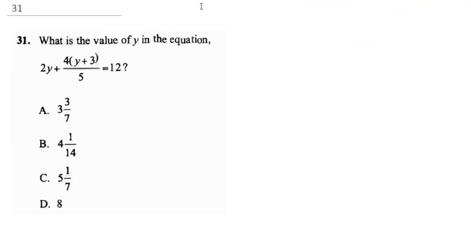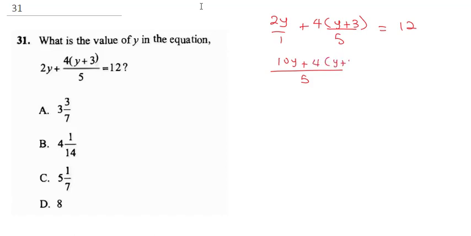Okay, question 31 says, what is the value of y in the equation below? Now, in order to solve this, we are going to perform the LCM: 4y plus 3, over 5, is equal to 12. Now, looking at this, the LCM is going to be 5. 5 into 1 is 5. 5 times 2y will give us 10y plus 4y plus 3 is equal to 12. Now from here, we can cross multiply. This is going to be 10y plus 4 into y plus 3 is equal to 60.